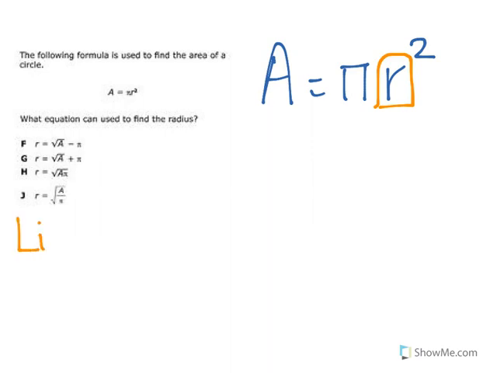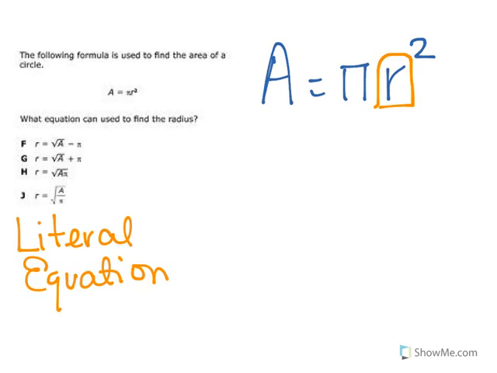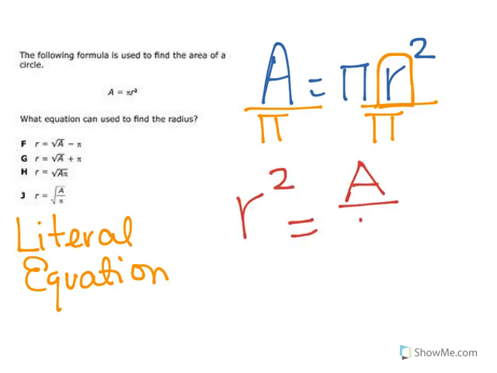Now this is a literal equation, and a literal equation means you don't have a numerical value. So we need to know that we're not going to look for a number. We just want the r by itself. What's happening to r right now is it's being squared and multiplied. So I need to go backwards. Instead of multiplying, I divide, and I'm left with r squared equals area divided by pi.